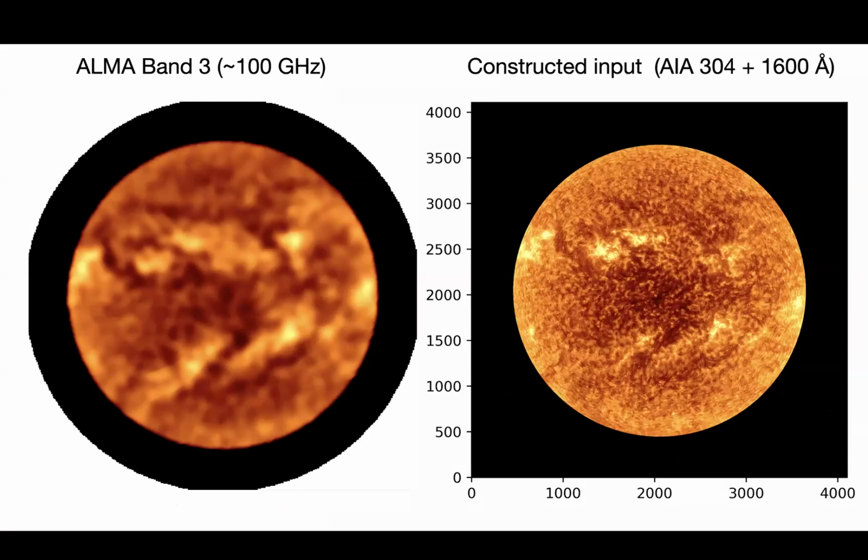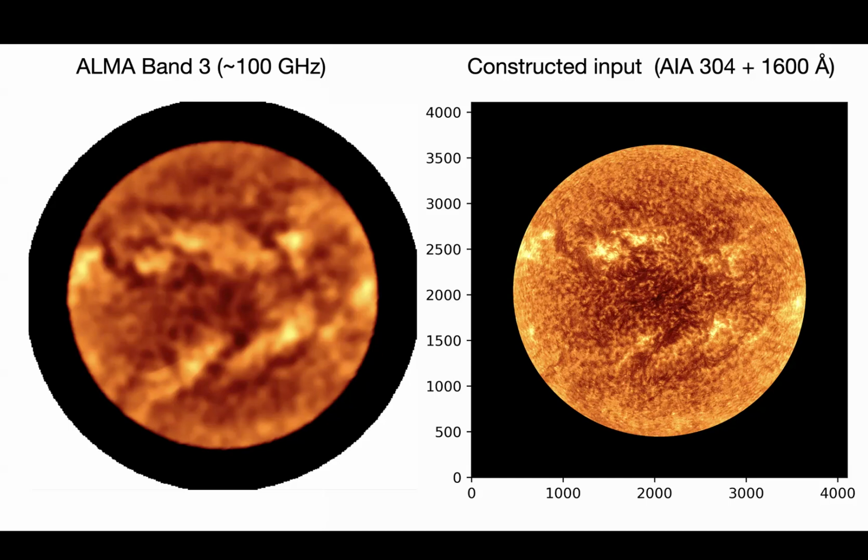So that ended up looking like this. Now you have the actual ALMA total power observation on the left and the constructed fake millimeter sun on the right, where we have taken full advantage of the high resolution that we can achieve in the ultraviolet.